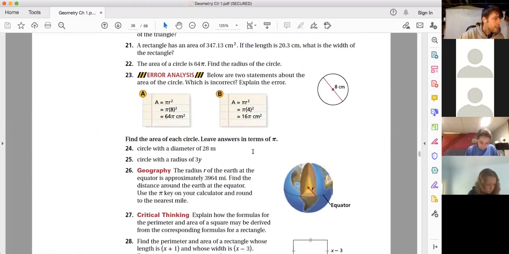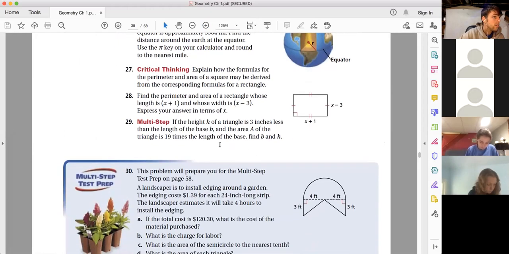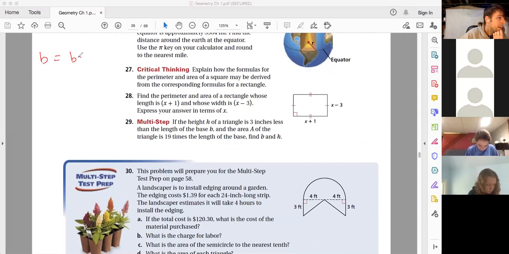Okay, so for this one, number 29, that was the one you were asked to solve. I'm going to go through this quickly. Again, time. So if the height of a triangle is 3 inches less than the length of the base, I'm going to let B be my base, and then the height is 3 less. So B minus 3 is the height. And the area is 19 times the length of the base. So 19 times B is equal to the area.